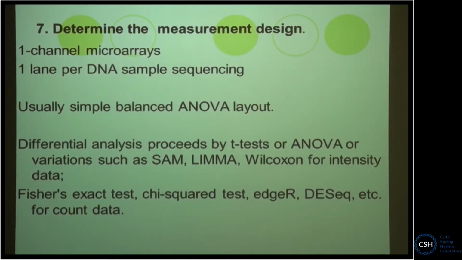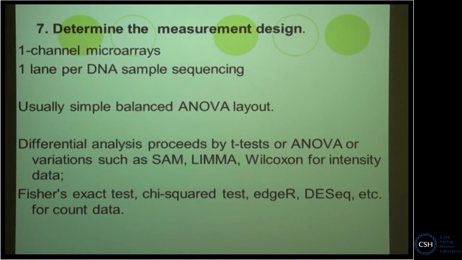So what about designing how you take the measurements? Well, the simplest kind of experiment has one sample per array or one sample per sequencing lane, but that's expensive, as it happens. But the designs are very simple, and we can do very simple statistical analyses, and I've listed them out here, and we'll be looking at these analyses.